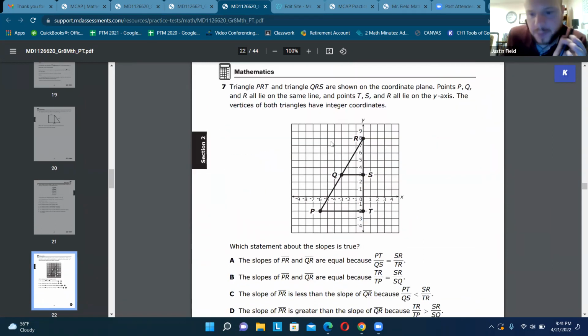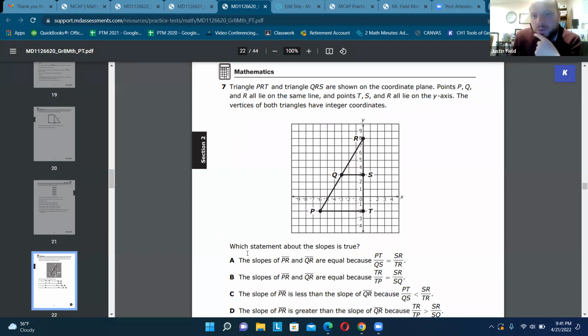All right, moving right along. Triangle PRT and triangle QRS are shown on the coordinate plane. Points P, Q, and R all lie on the same line, and points T, S, and R all lie on the y-axis. The vertices of both triangles have integer coordinates, no decimals. All right, which statement about the slopes is true?